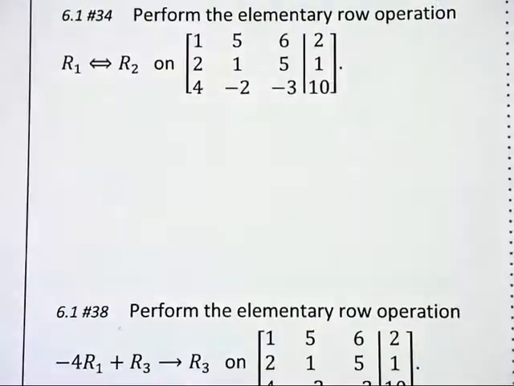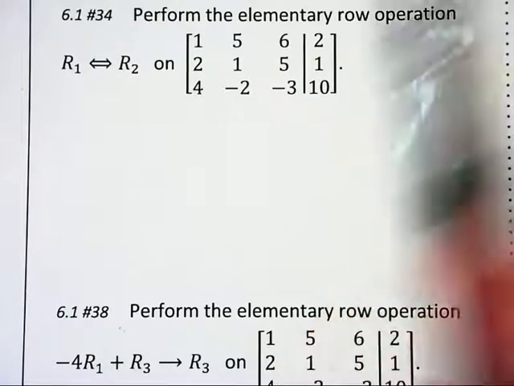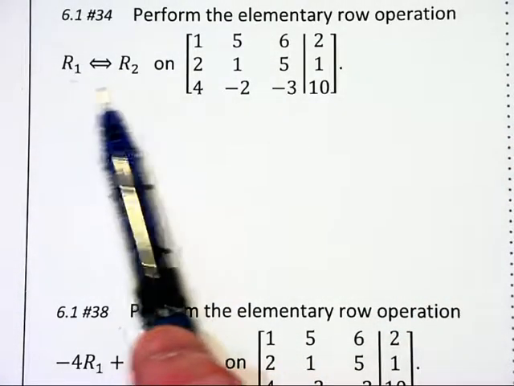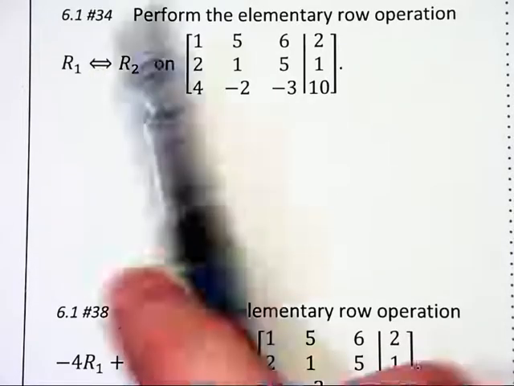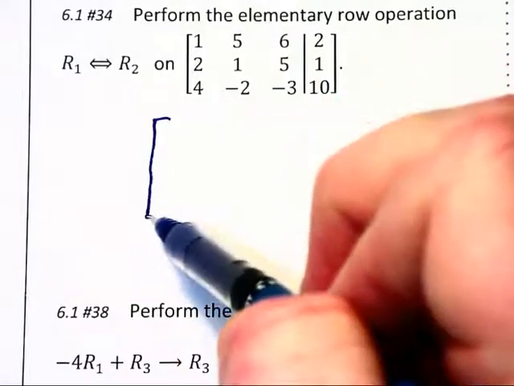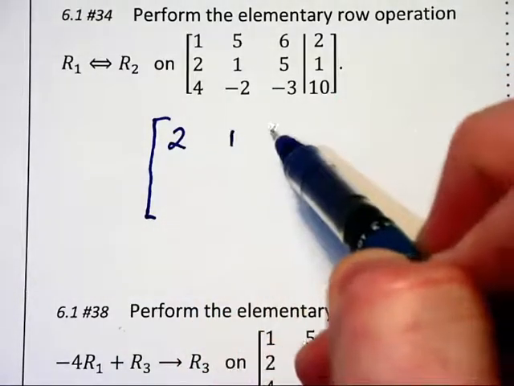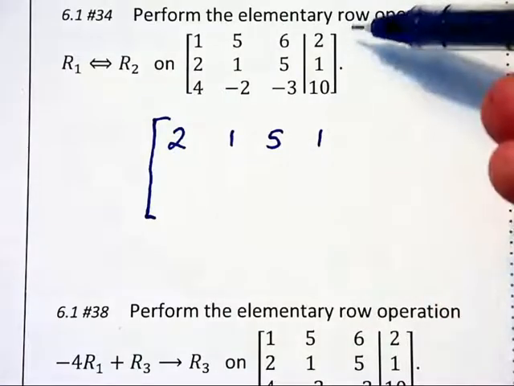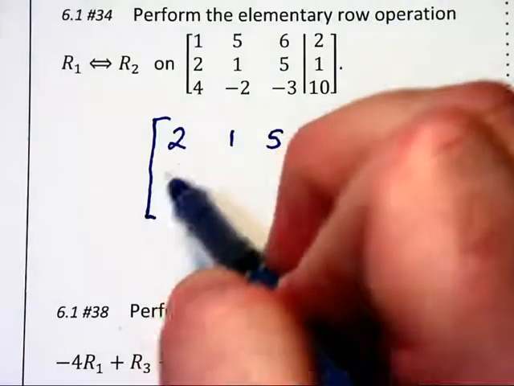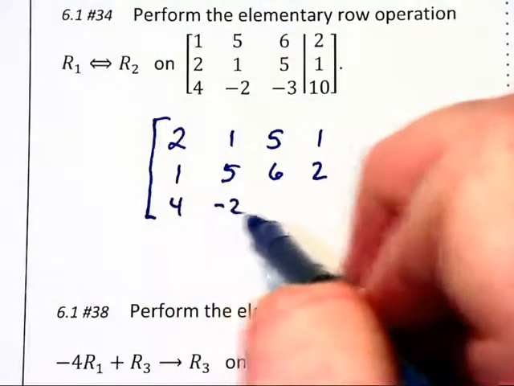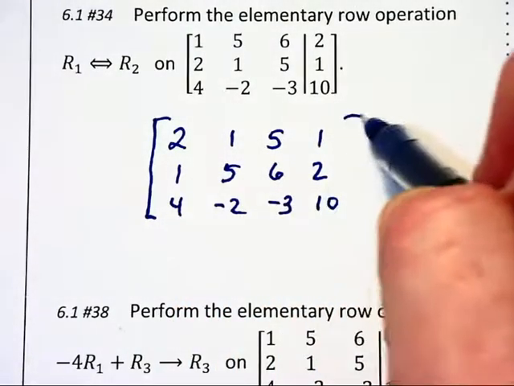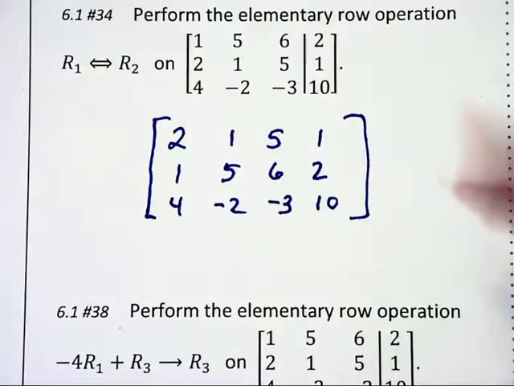Just like that. This next problem is to help us get used to some row operations. Basically, this one says we want you to interchange row 1 and row 2. Notice the bidirectional arrow there. So I'm going to rewrite this, putting the 2, 1, 5, 1 at the top and moving the 1, 5, 6, 2 down to the second row, leaving the third equation exactly as it is. And that will be the answer after those rows have been swapped.